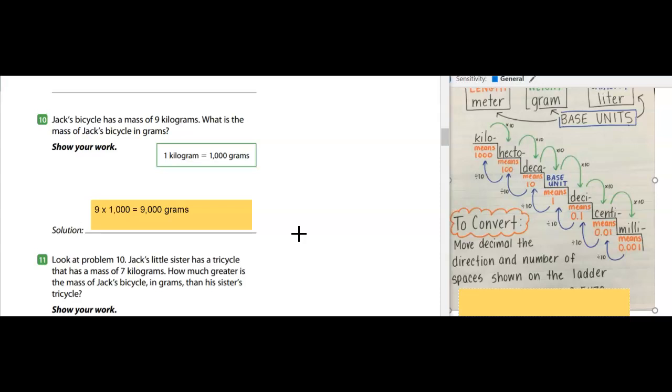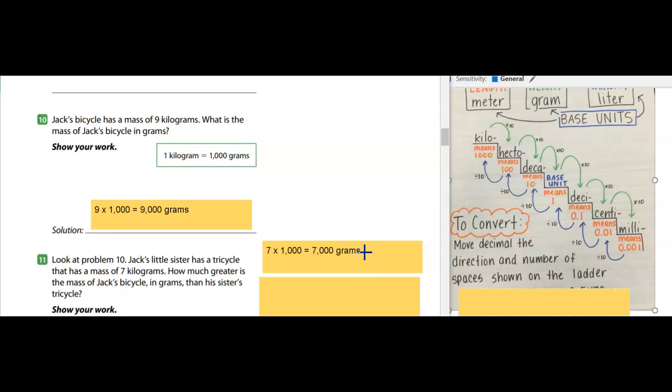Jack's little sister has a tricycle that has a mass of 7 kilograms. How much greater is the mass of Jack's bicycle in grams than his sister's tricycle? So when I see this problem, I'm going to think to myself, this is a two-step problem. So the first thing that I must do is convert Jack's sister's tricycle from 7 kilograms to grams. So go ahead and press pause and do that on your own. So the answer you should have gotten was 7,000 grams. So you take 7 times 1,000 and you get 7,000. And again, make sure you put your measurement that you're converting it to at the end.